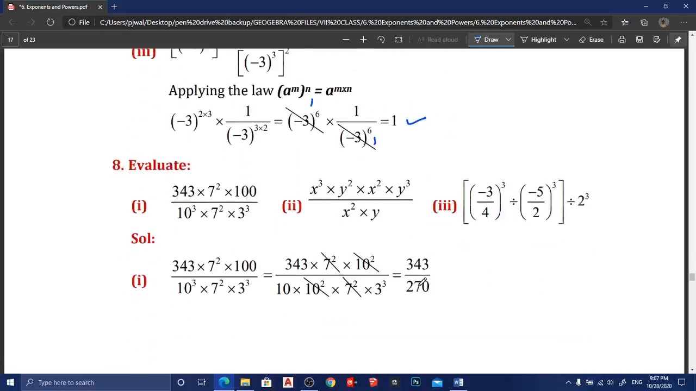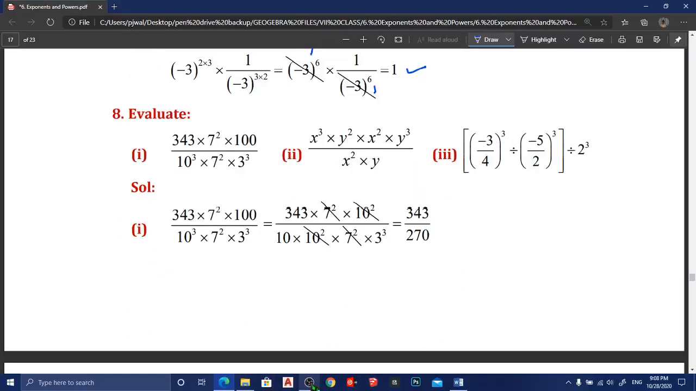Next, the 8th one, evaluation. Here also you have to find out the value after simplification. So I already explained, for this type of problem you have to convert the normal numbers into exponential numbers which have the same base already present in the remaining terms. Okay, here 343 into 7 square into 100 by 10 cube into 7 square into 3 cube is there. So here 7 square are the same terms, you can cancel them.